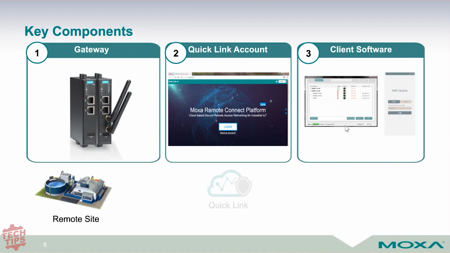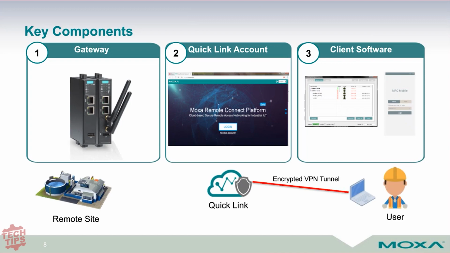So gateway at the remote side, Quick Link is already established for you, and then the user connects to the Quick Link server and then back to the remote side. And because it is a cloud-based solution, it allows third-party collaborations very easily. So if anything goes wrong, like what you just said, a PLC operator can just connect back from his house and check out what's going on and perform troubleshooting in a very timely manner.